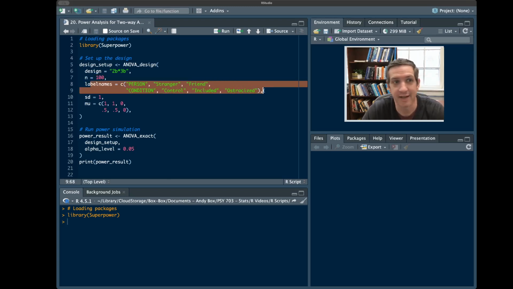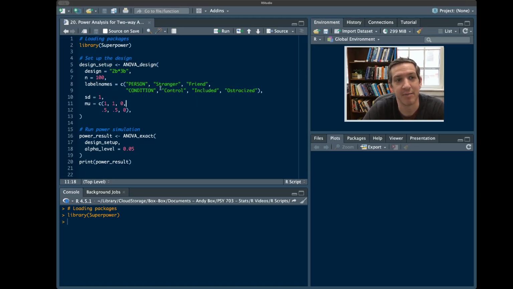Conveniently, we can give it the names of the different factors and levels we're working with. That makes the output a lot easier to read. In this case, I'm imagining we're looking at the effects of being included versus ostracized versus a control condition. And we're going to look at whether that depends on if the person you're interacting with is a stranger versus a friend. And I'm going to set the standard deviation across all conditions to be 1.